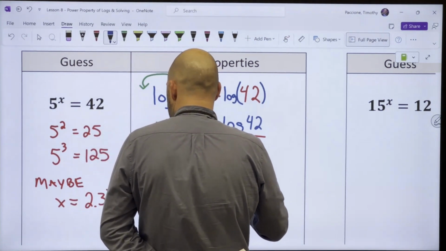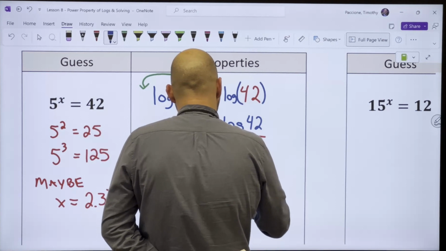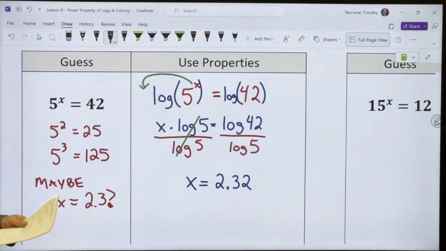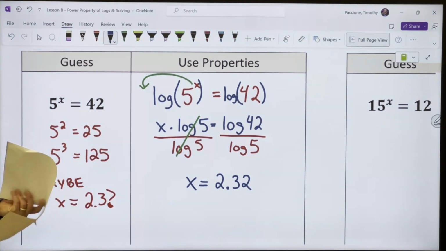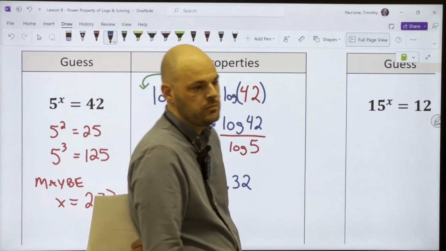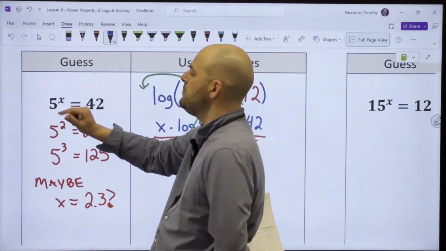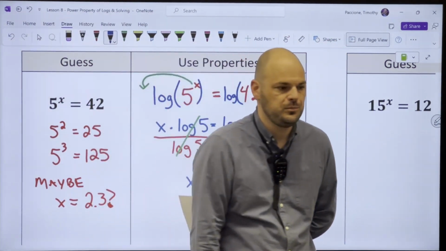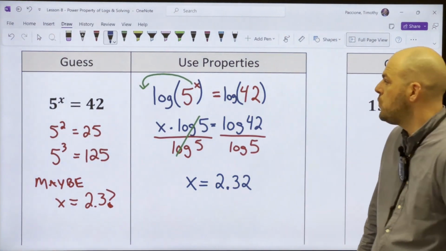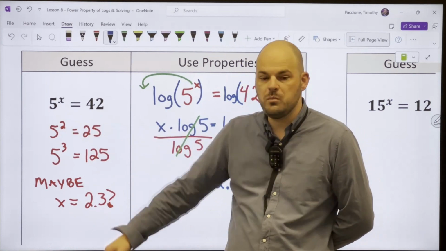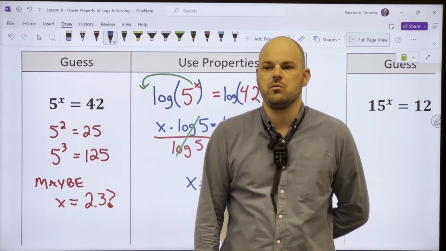It should be between 2 and 3. 2.32? Okay. So now 2.32 is what I got. Yep. Now, how do we know if we're right? We have different answers. What would we do to check it? Plug it in. Do 5 to the 2.32 and see what you get. 41.84? Oh, did we do something wrong?